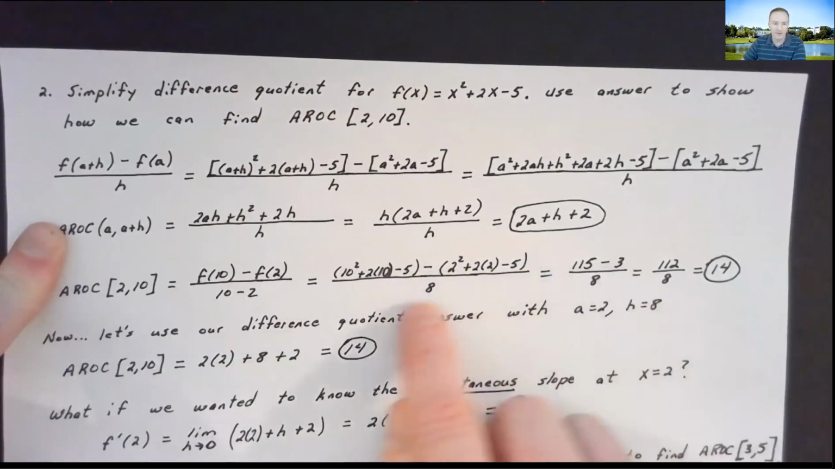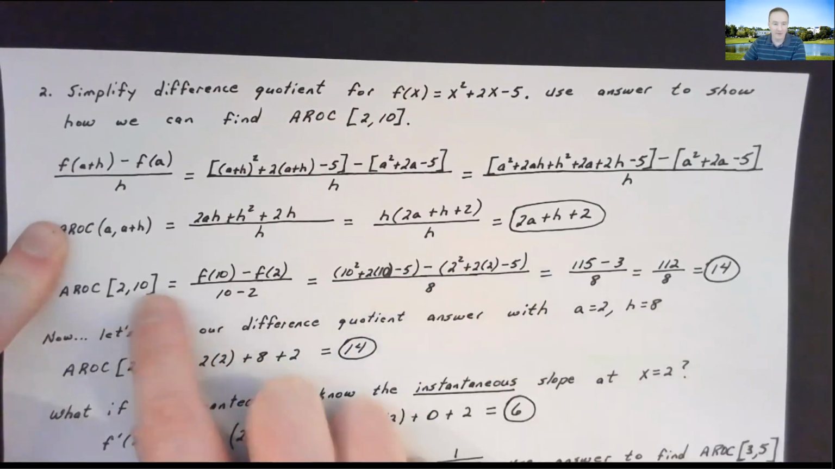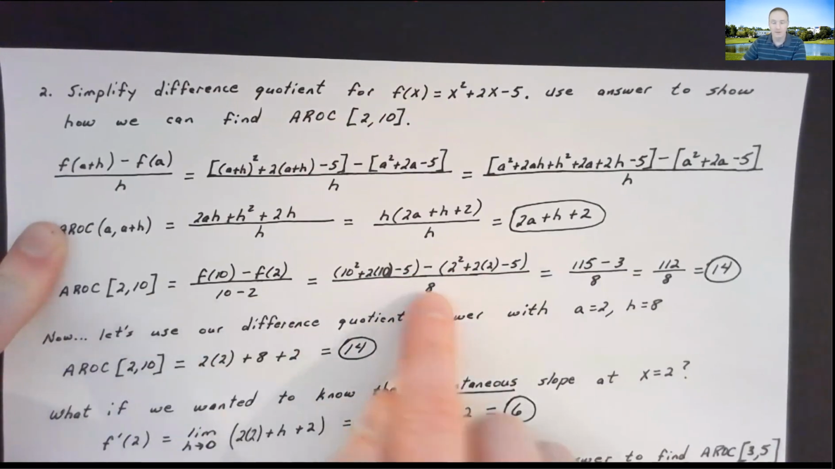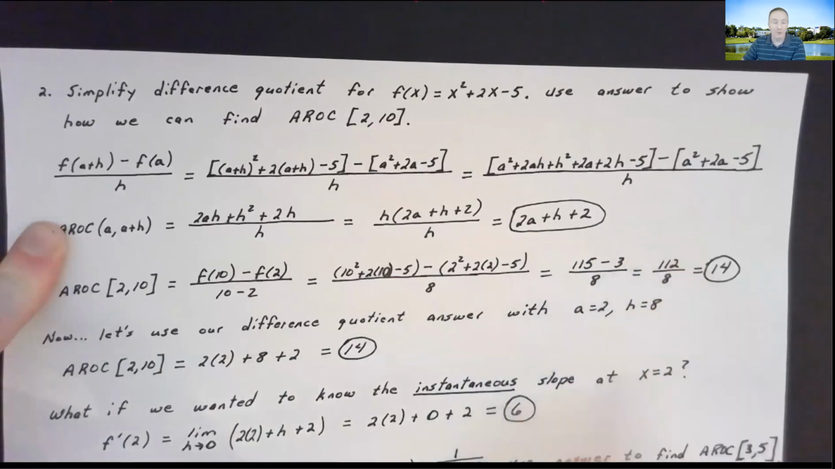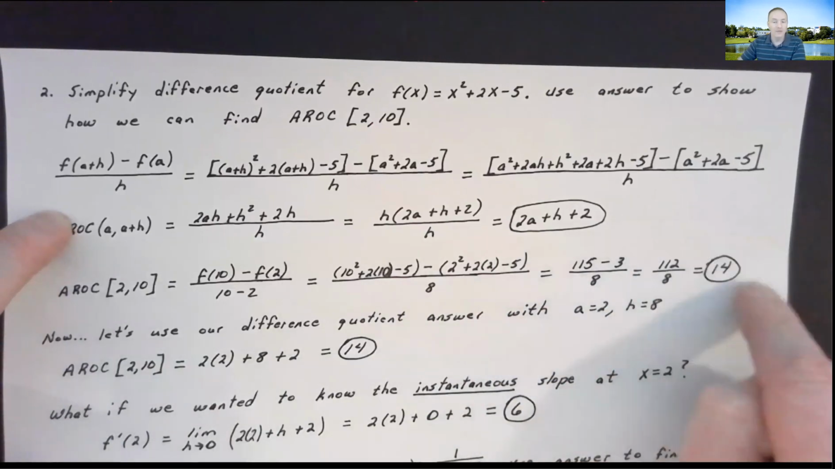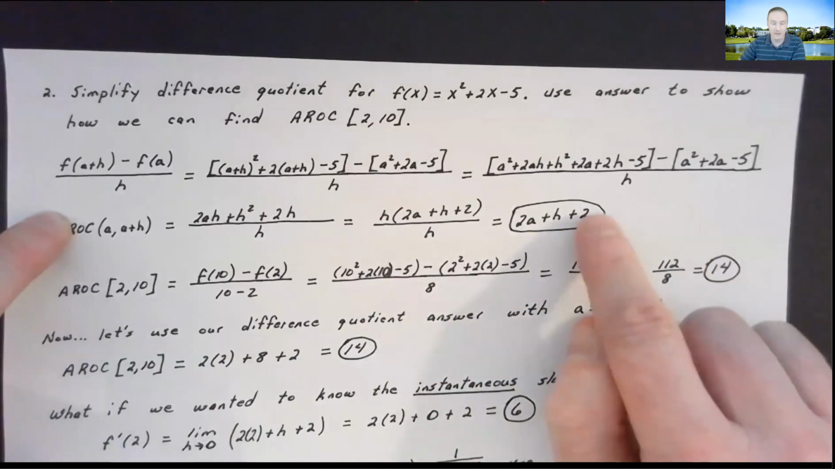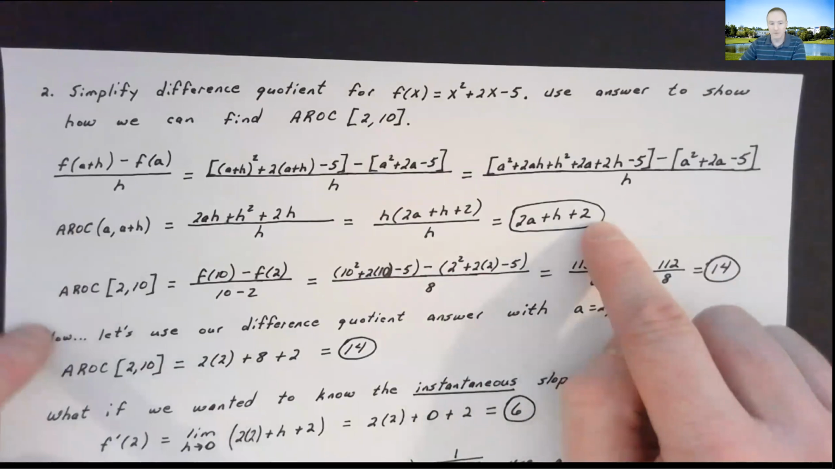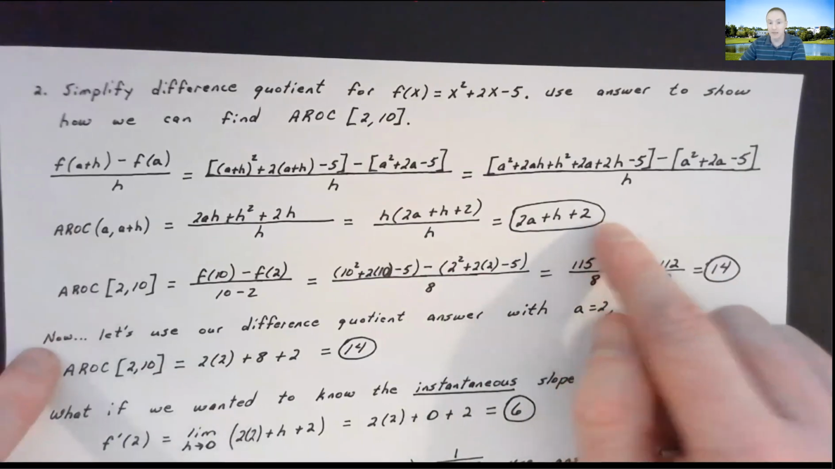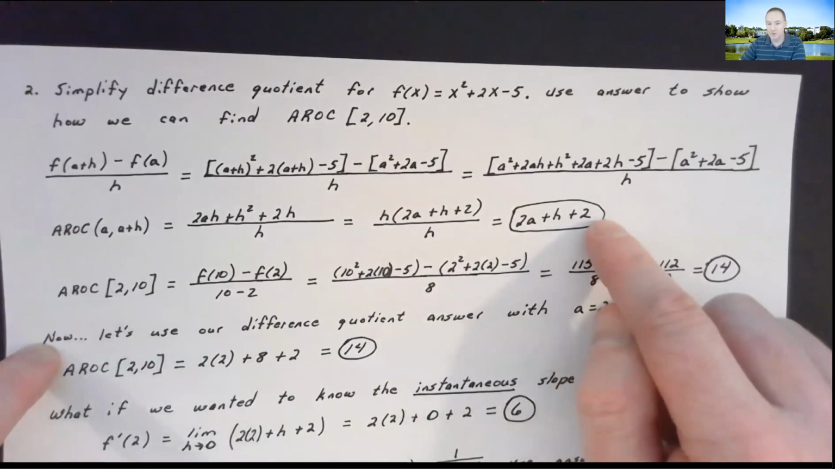115 minus 3. Well, the distance in the x values, they're 8 units apart. So I can say, well, I'll be dividing that by 8. My numerator gave me 112. 112 over 8 is 14. Now, this answer for the average rate of change did not involve me using my difference quotient. But let's say I did want to use that difference quotient now. So this is just me trying to show you that that difference quotient does have a purpose.